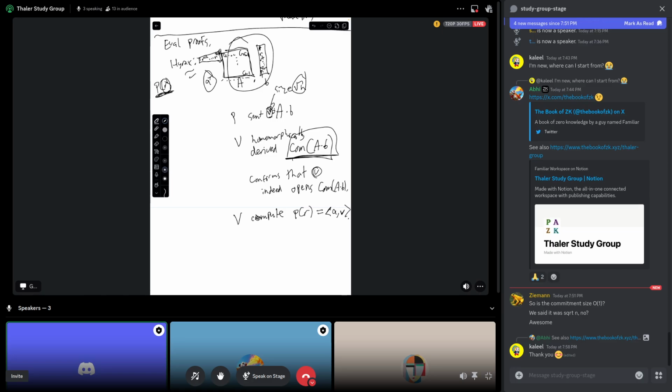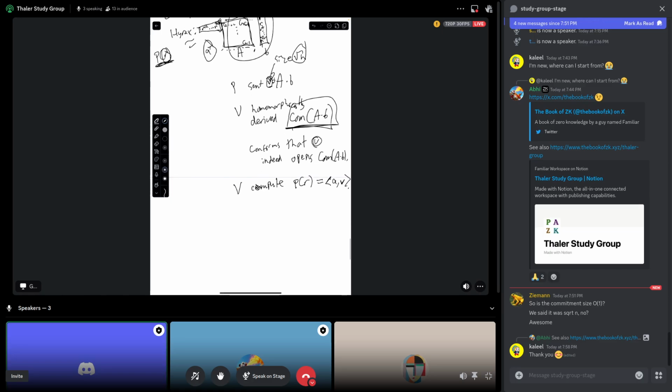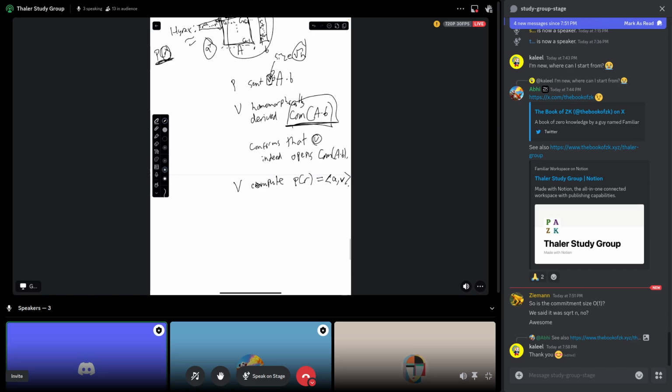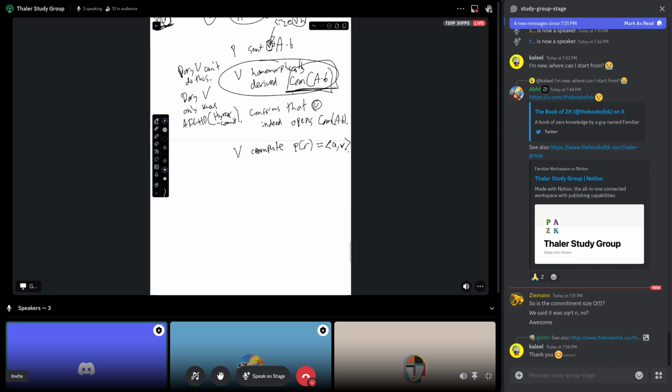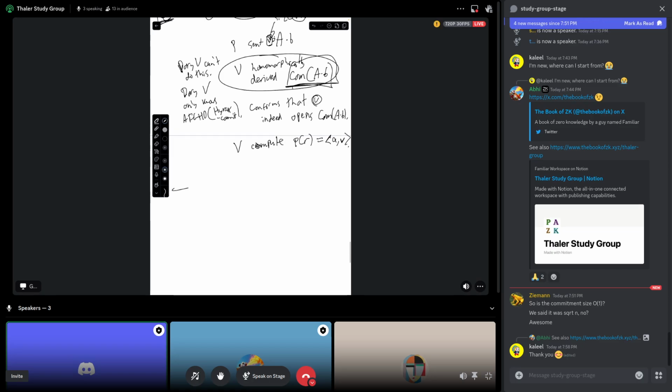With Dory, we want logarithmic verifier costs. So what happens with Dory is that the verifier on its own can't even do this. Dory V can't even do this, even if we were willing to give it root n time, because it doesn't even know the column commitments. The Dory verifier only knows an AFCO commitment to the Hyrax commitment. So what is the Dory prover going to do?